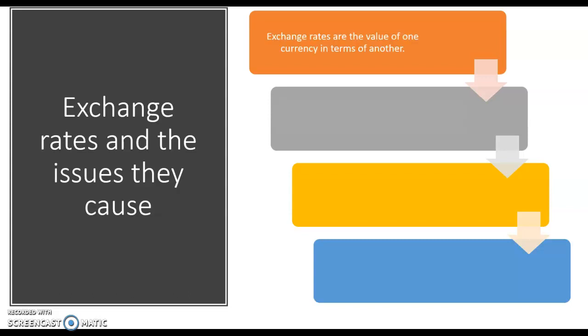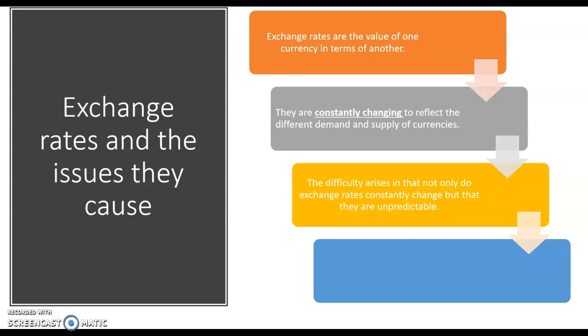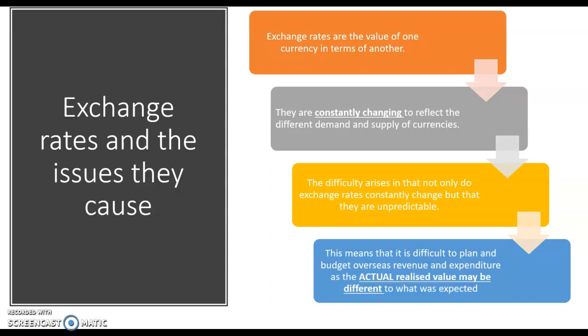Exchange rates are simply the value of one currency in terms of another. Now, exchange rates are constantly changing to reflect the different demand and supply of currencies in the foreign exchange market. This in itself isn't a problem. The difficulty actually arises not because they're changing, but because those changes are unpredictable and they're adding uncertainty into global financial transactions. Because it's difficult to plan and budget for overseas revenue and expenditure, because the actual realised value in terms of Australian dollars may be different to what was expected.